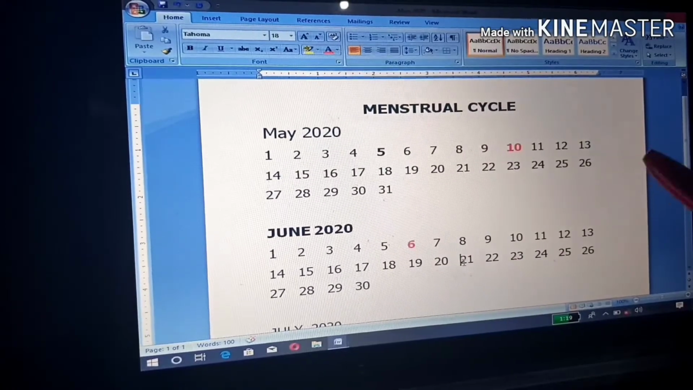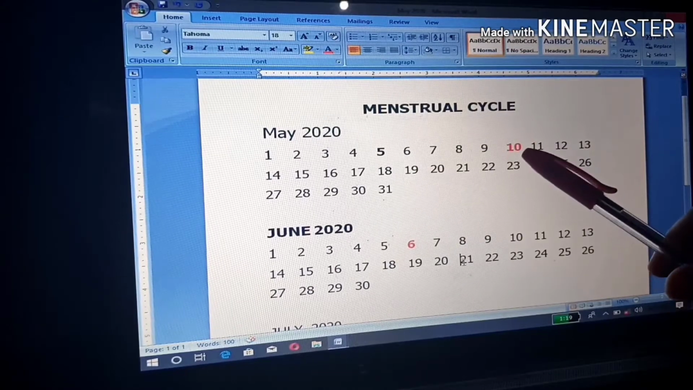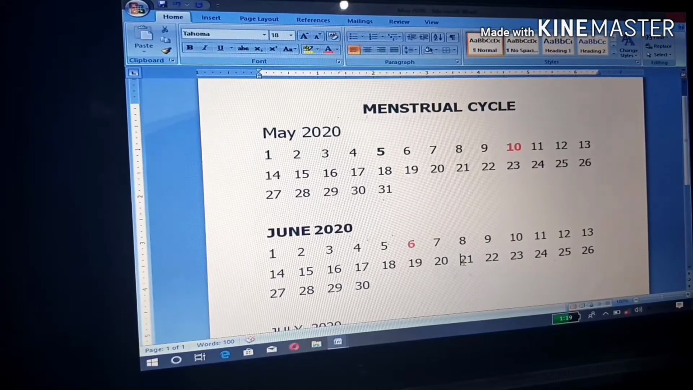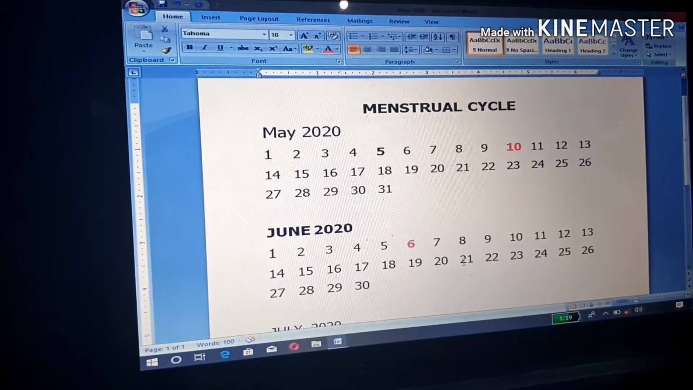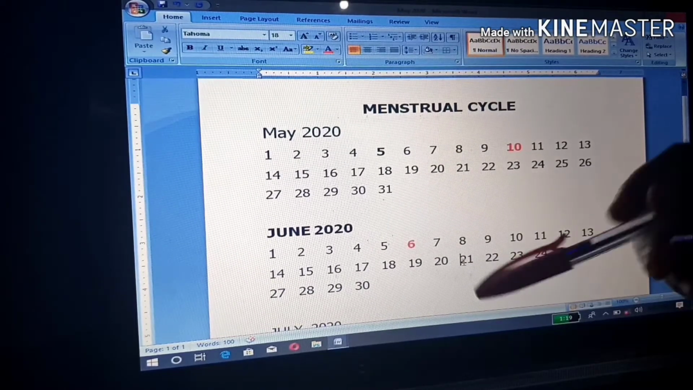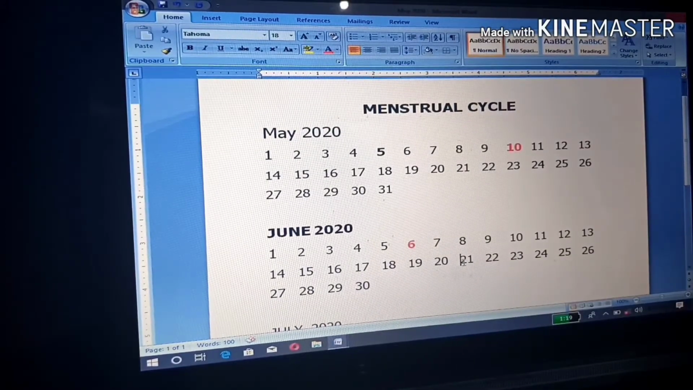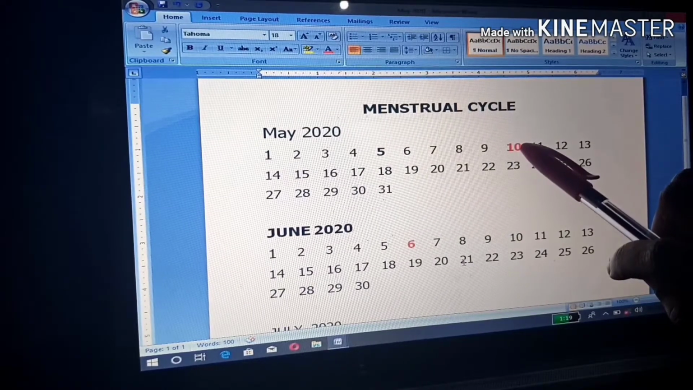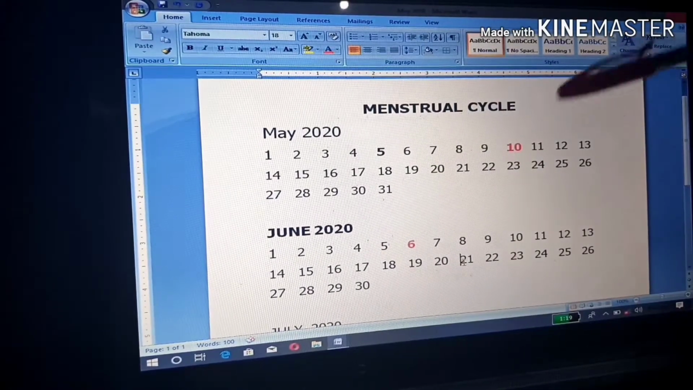Another example, if you started menstruating on the 10th of May and maybe it ended on the 13th, just leave it and write it down, and then you wait until next month. You put down the date of when you started menstruating the next month, which is June. Let's use for an example, it came out again on the 6th. Now, for you to know your menstrual cycle, all you have to do is count from this 10th of May to 6th of June. Let's calculate it together so you'll not be confused.